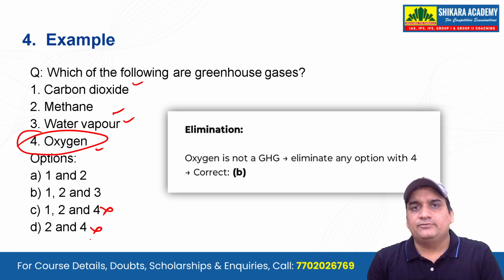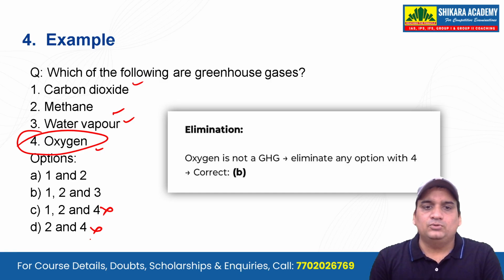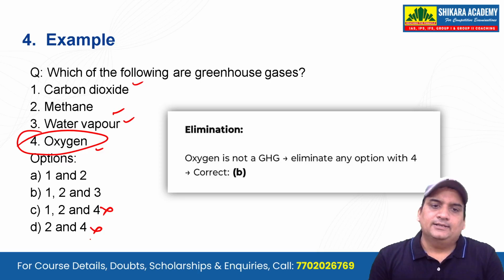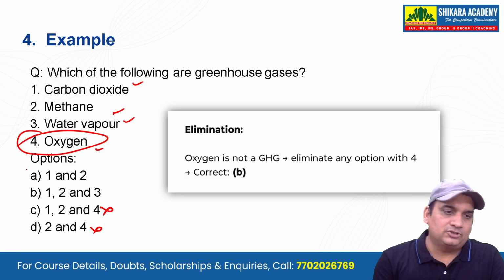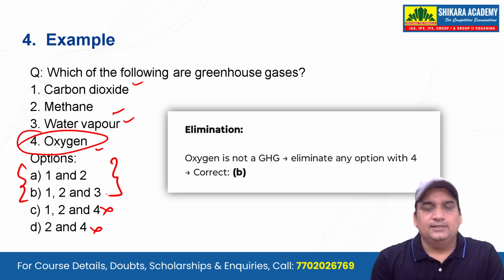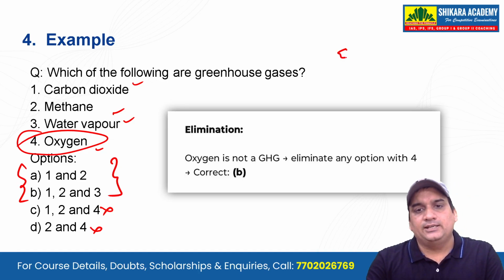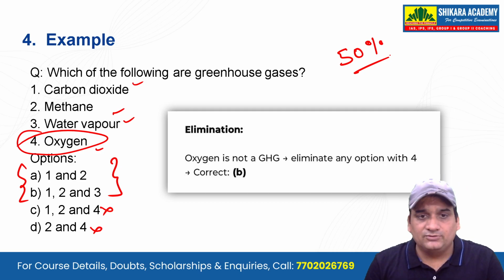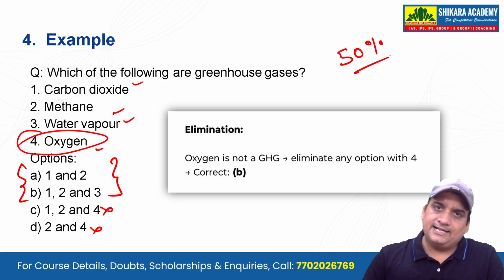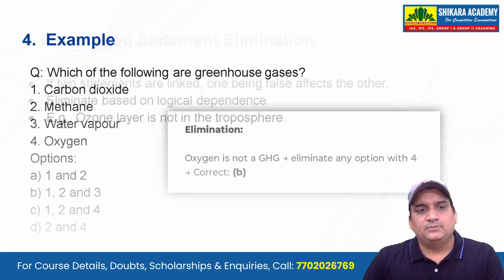Now you are left with what? 1 and 2, 1, 2 and 3. So if you knew about oxygen not being a greenhouse gas, at least you will be left with only 2 points. Okay, so now your probability of getting it right is 50%. Before it was much lesser than that. So that is what is done with this elimination method. Well, the right answer over here is obviously number B.